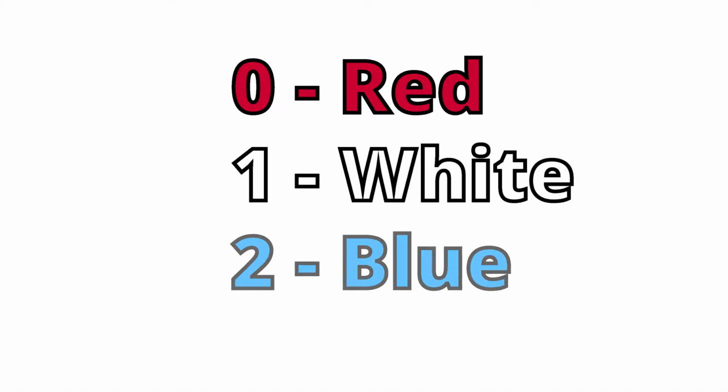We are given an array of integers and each number in the array can either be 0, 1 or 2. The number 0 represents the color red, the number 1 represents the color white and the number 2 represents the color blue. We are asked to sort this array in place, that is without using any extra space.